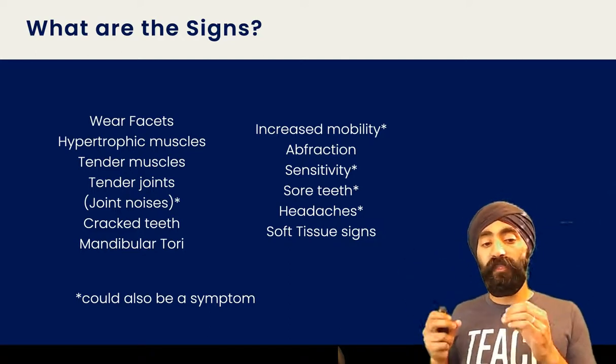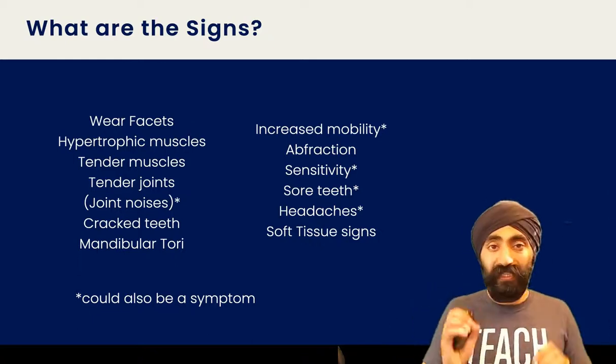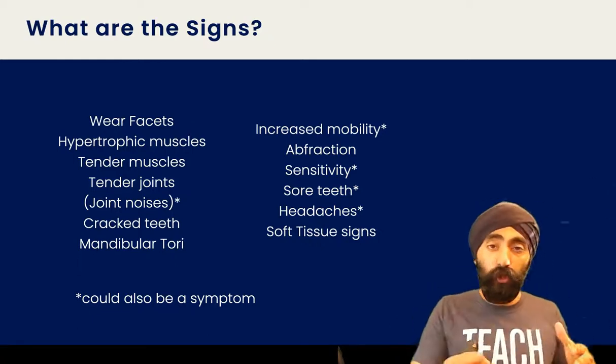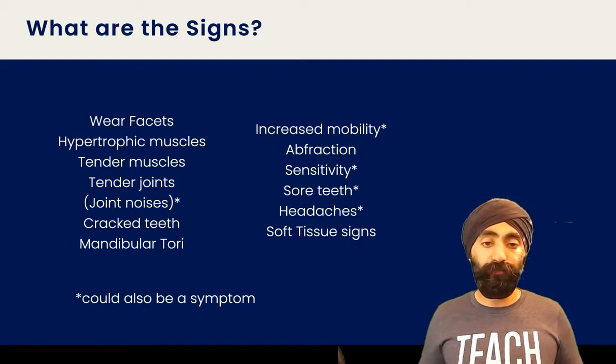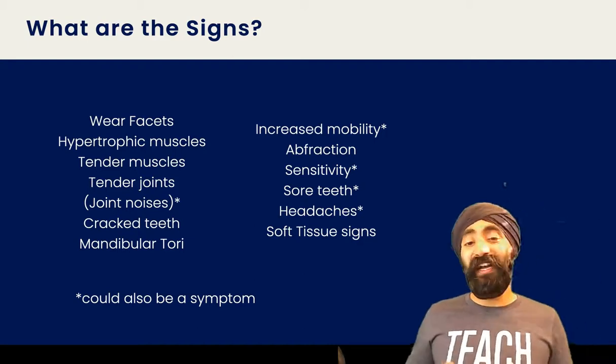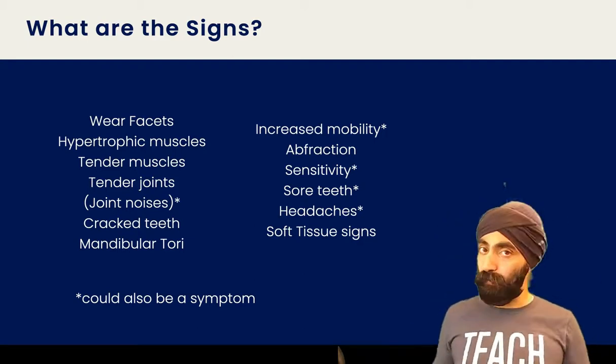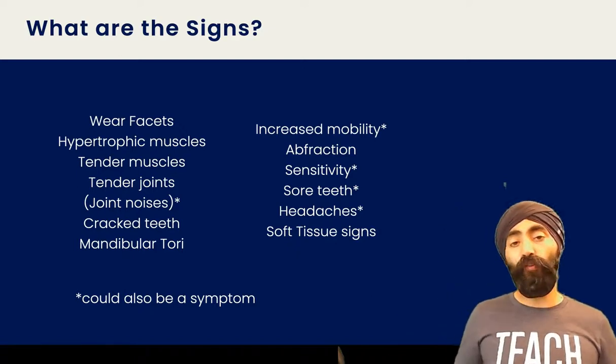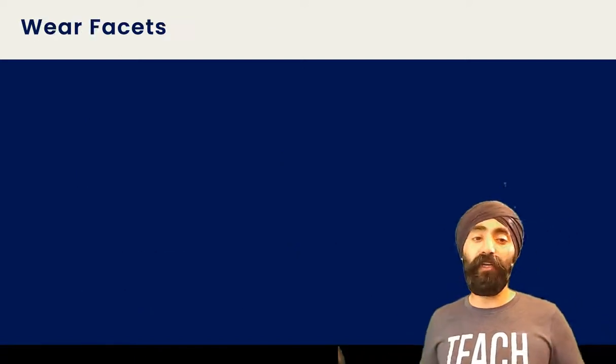And so sometimes this mobility is not perio disease. It's actually increased physiological mobility because of the bruxism. Abfraction is debatable. Sensitivity, which I'll touch on. Headaches is a big one. We see this a lot. And there are, of course, soft tissue signs that we can identify as well.